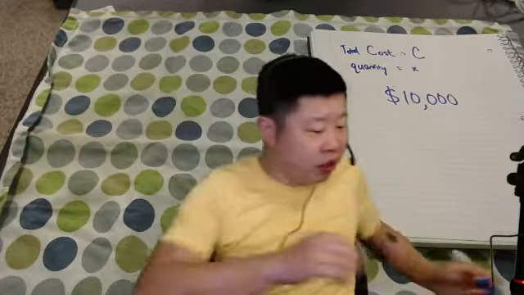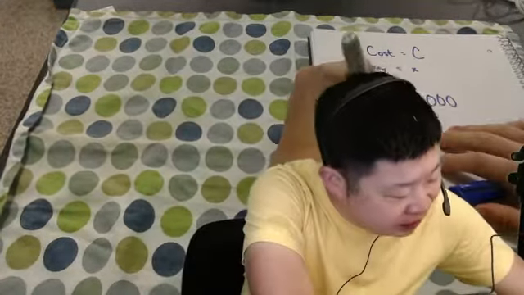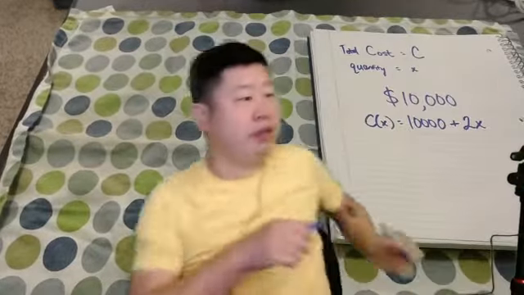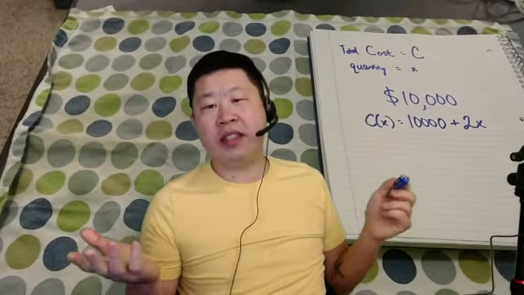We have what's called a cost function, right? So we've got capital C and then of x. We're creating a function here, C of x. And just to pick some nice numbers, I'll do this: 10,000 plus 2x. Okay, so C of x is equal to 10,000 plus 2x.